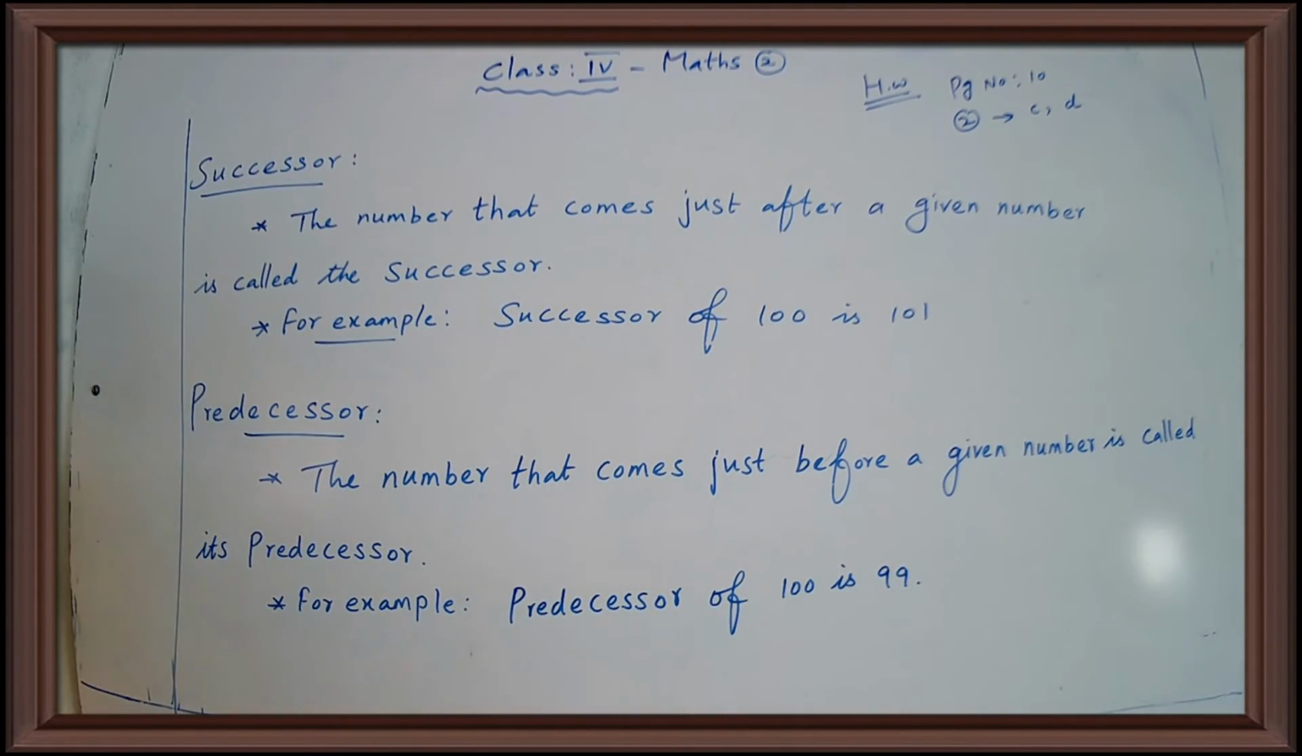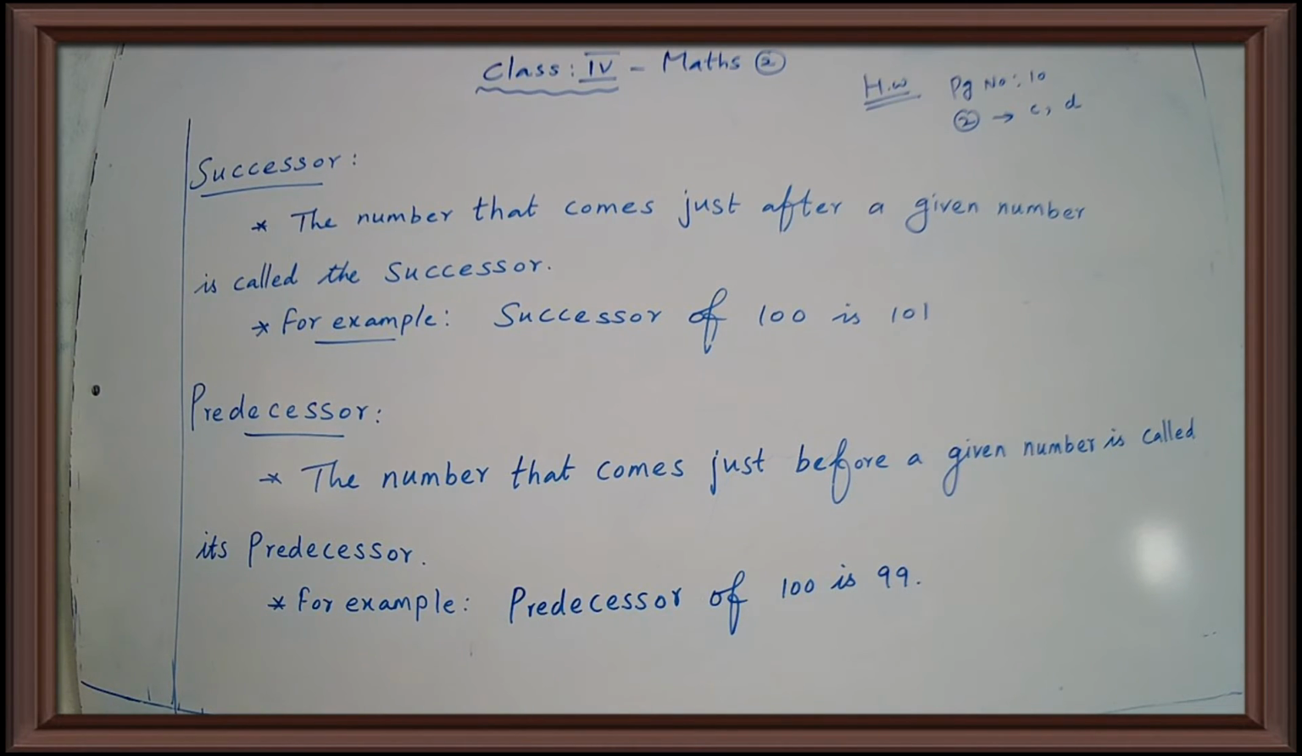Okay children, now clear? Successor is after a number, otherwise adding 1 to the given number. Okay children, a predecessor means the number before, or subtracting 1 from the given number.